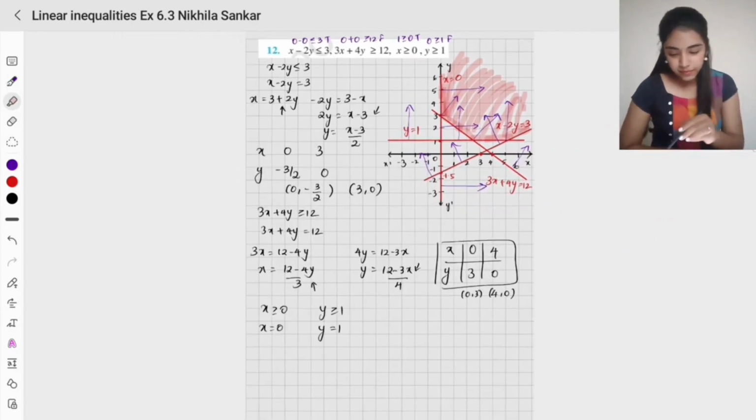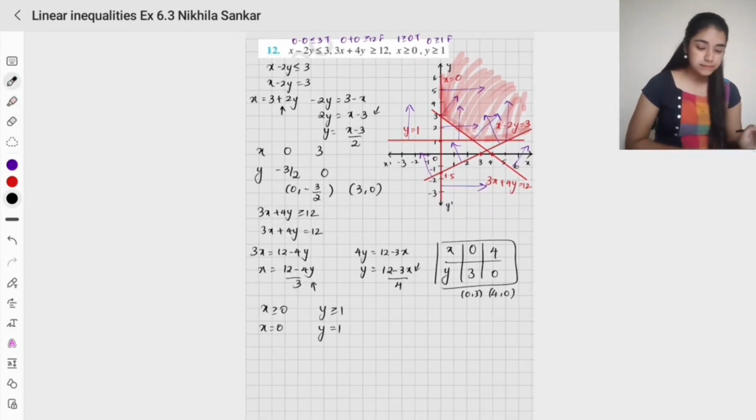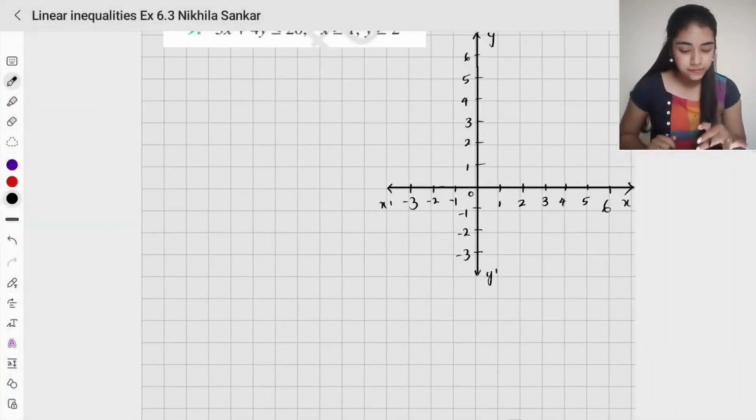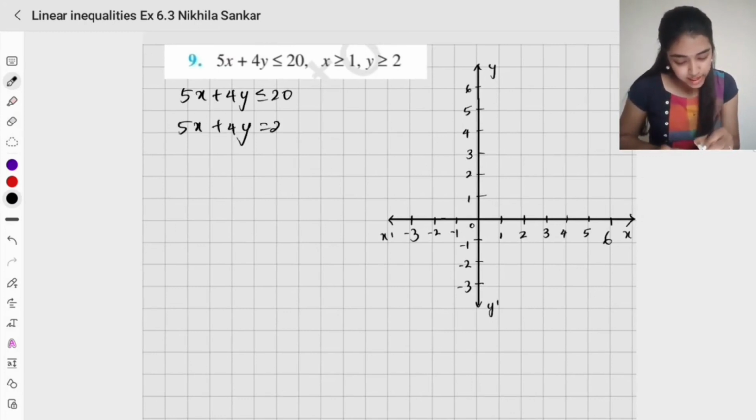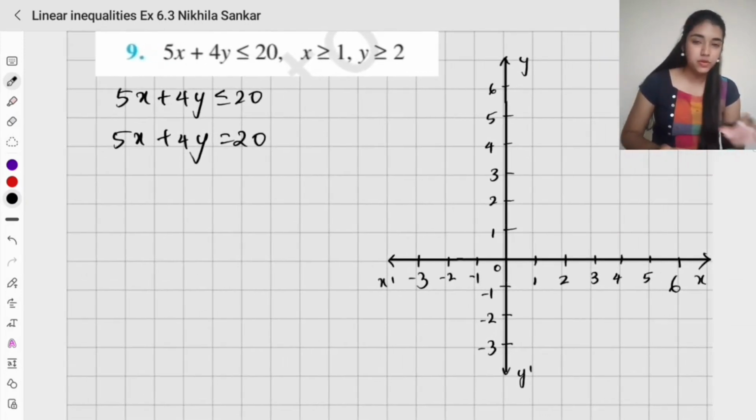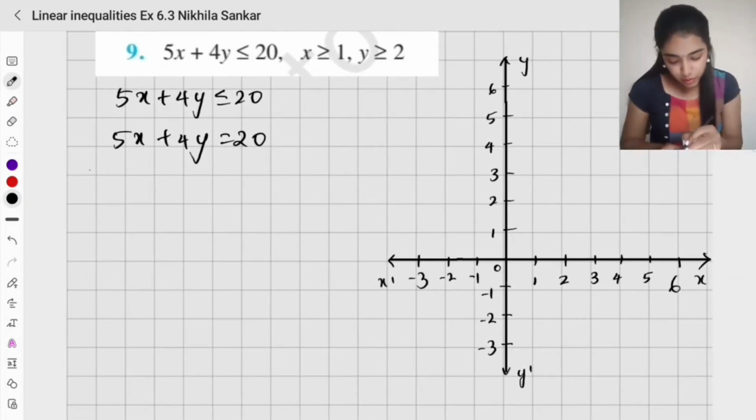Okay, please copy. Question number 9. 5x plus 4y less than or equal to 20. So 5x plus 4y less than or equal to 20. What is the equation? 5x plus 4y equals 20. Why do we equate like this? To find the graph. We should not do things without knowing why.